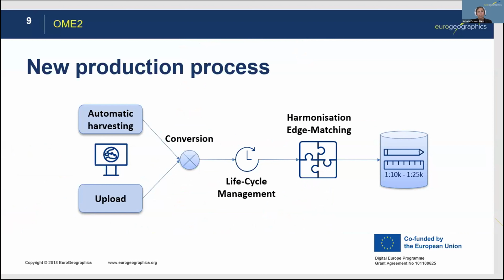Just like the old one, it uses our members' authoritative data via automatic harvesting, but they can also send us the data. We do that to be more inclusive. And we use conversion tables to convert each national data set into a European specification. We have tools that we are developing for lifecycle management, harmonization, edge matching, and quality. Now, these are tools that have previously been developed by IGN France and Cadastre Netherlands on a national level, and that are being further developed, enhanced, and adapted for these pan-European data sets.